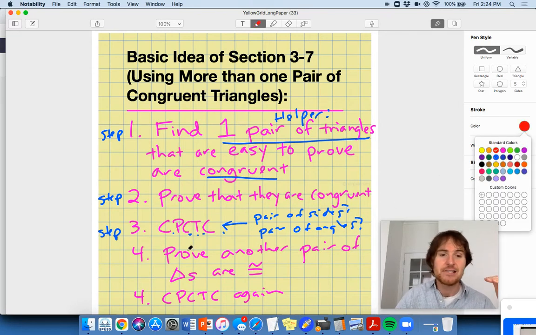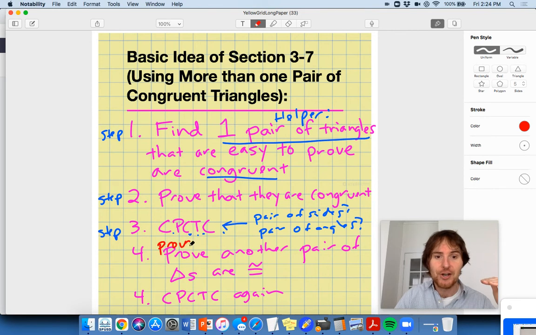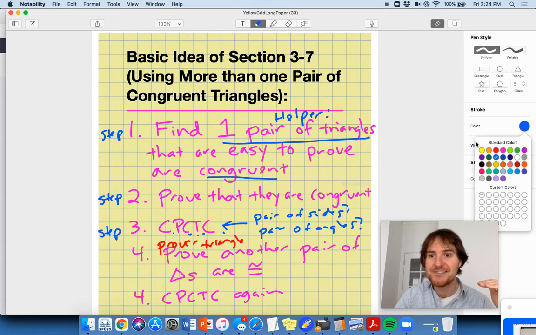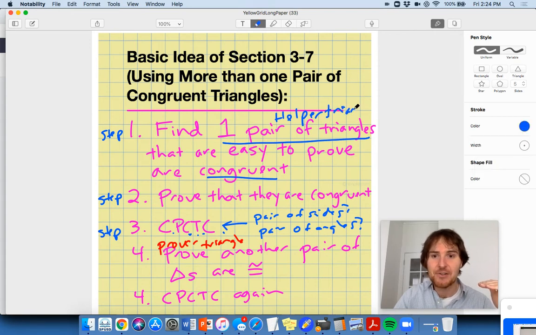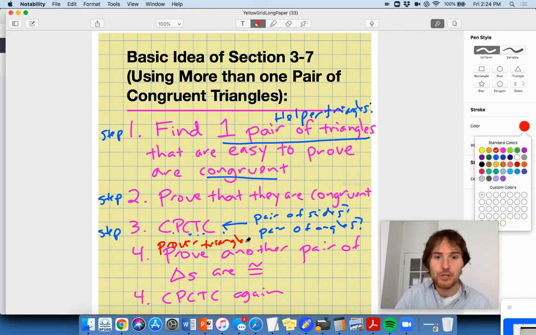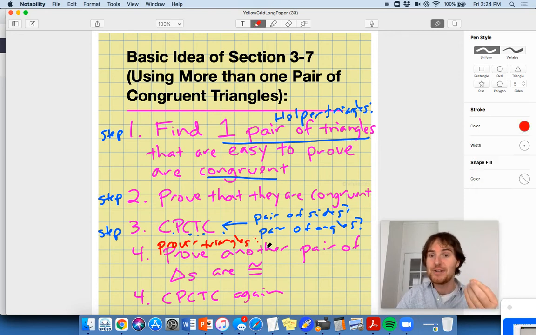Maybe I'll call this the prover triangle, because then you're going to find your helper. So these are your helper triangles. Helper triangles are the ones you prove are congruent first. And then you have your prover triangles that you're going to prove congruent second. That's going to eventually get you to what you're trying to prove. So anyways, CPCTC will get you a pair of segments are congruent. And then those segments might be in a different pair of triangles, okay? A different pair of triangles.